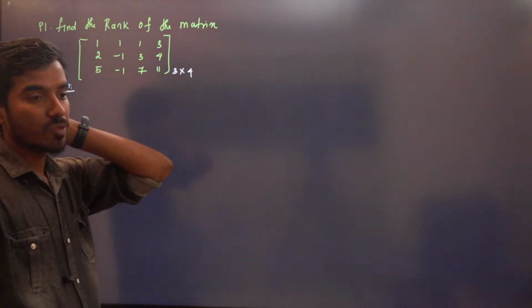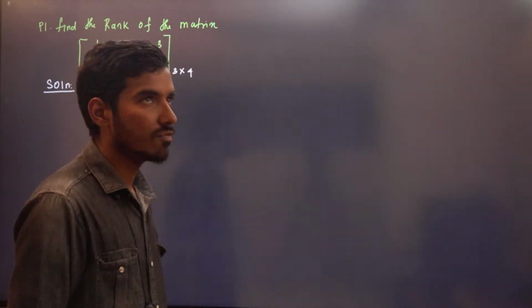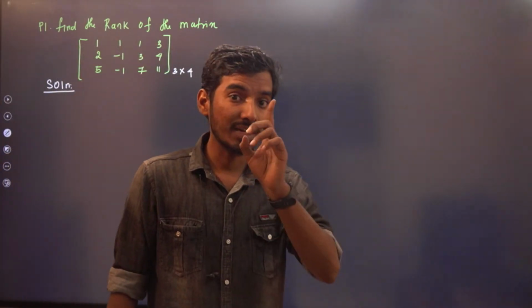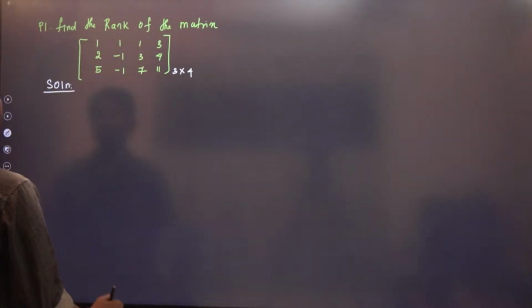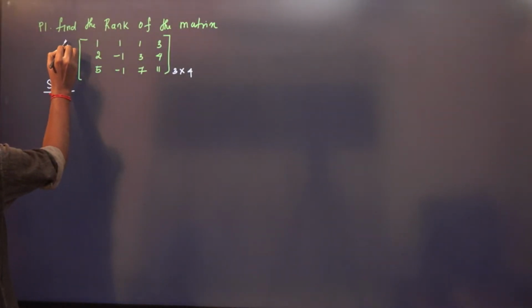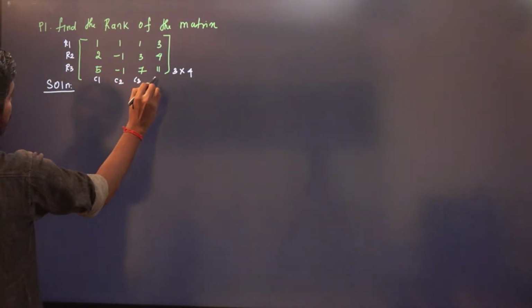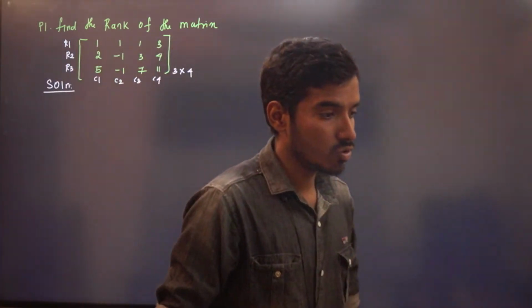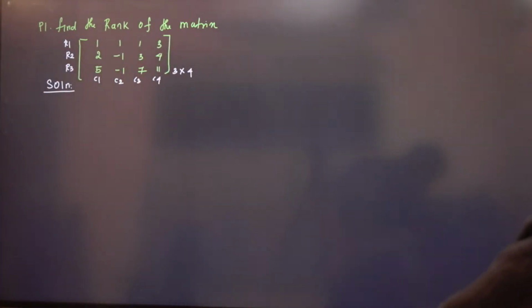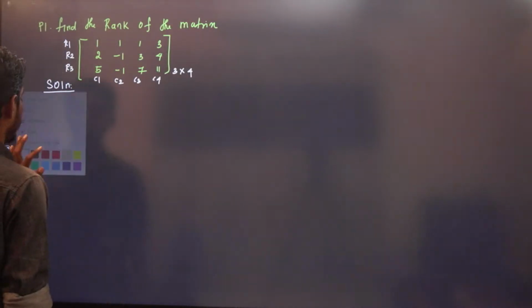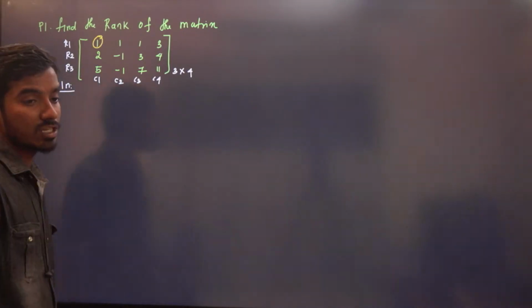So how do we find the rank of a matrix? We need to reduce this to row echelon form. When a matrix is said to be in row echelon form, the first condition is you take the first row, first non-zero element. This is row 1, this is row 2, this is row 3. This is column 1, column 2, column 3, column 4. So you have 3 rows and 4 columns. You take the first row, first non-zero element.